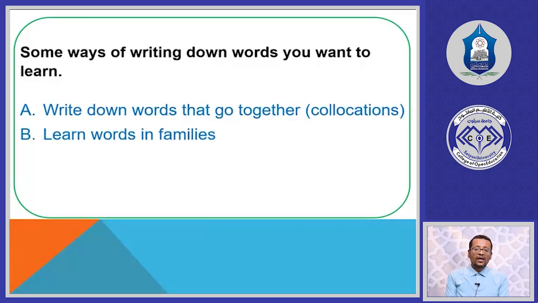Let us give another, we will talk in detail about this. Another way to write down words you learn is to learn words in families. For example, when you say furniture, this is a family. And under each family, we have members of the family, like the family that we know. A family has members like father, mother, brother, sisters, and so on. Same thing, furniture. It's a family. It's a general term under which we have some related examples of that family. Like table, chair, door, these are parts of the furniture.